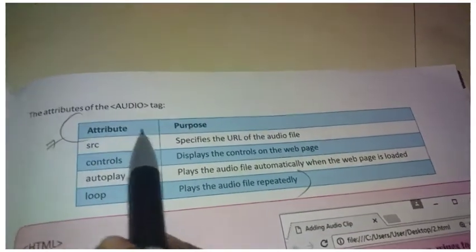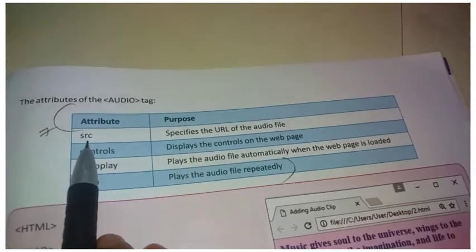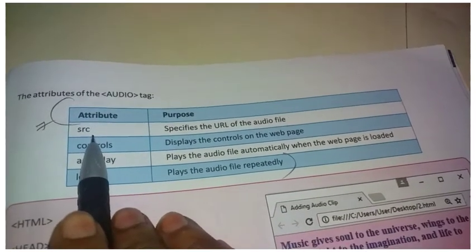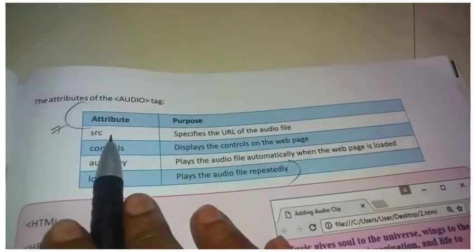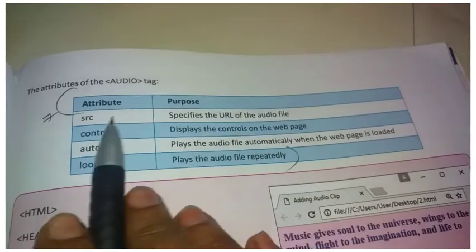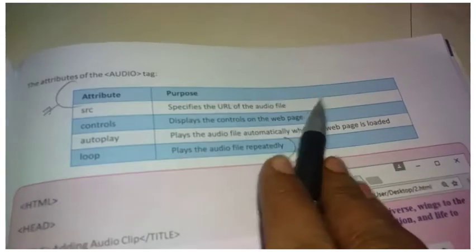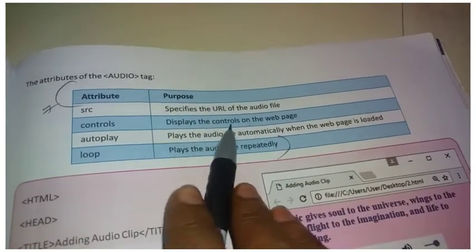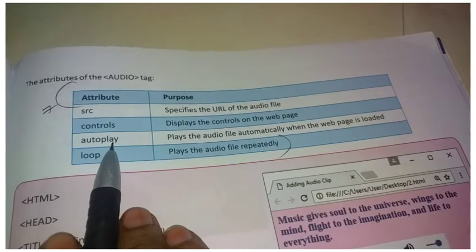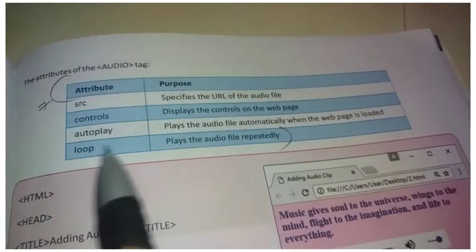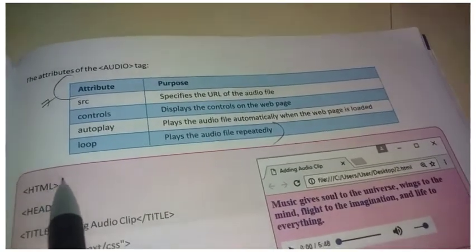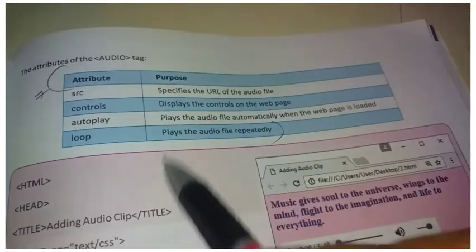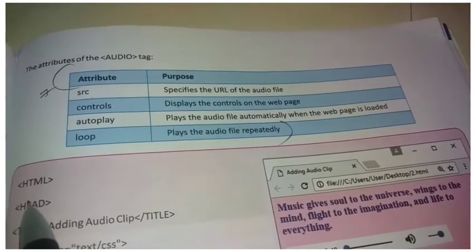There are different attributes for the audio tag. What are the different attributes? SRC: for the image we specify the path, where is our image; similarly for audio we use the SRC, which specifies the URL of the audio file. Controls: if you want to pause, stop, play, different controls will be displayed on the web page. Autoplay: when you open that website, if you want the sound to play automatically, you have to use the autoplay option. Loop: loop means if you want to repeat that sound continuously, at that time you have to use the loop option.